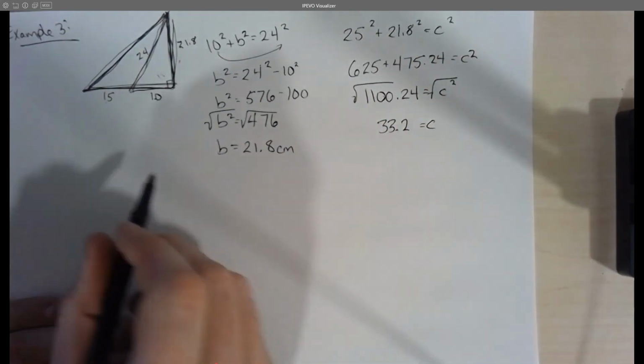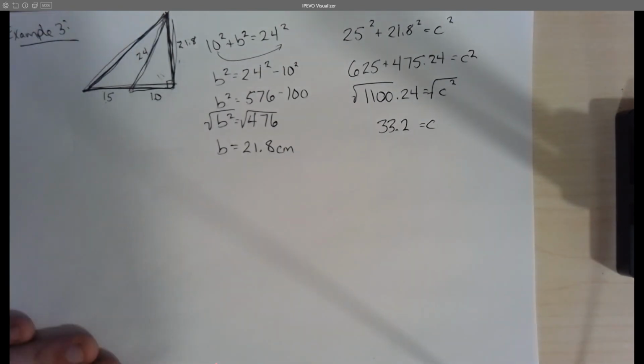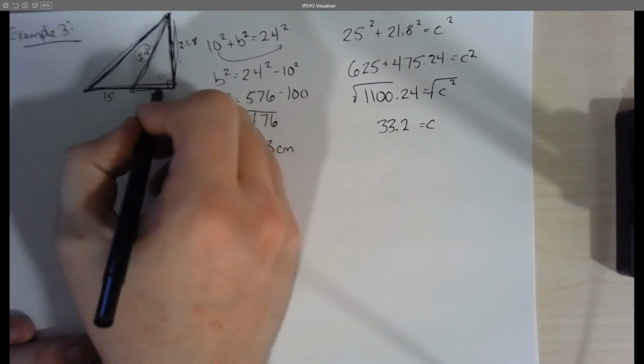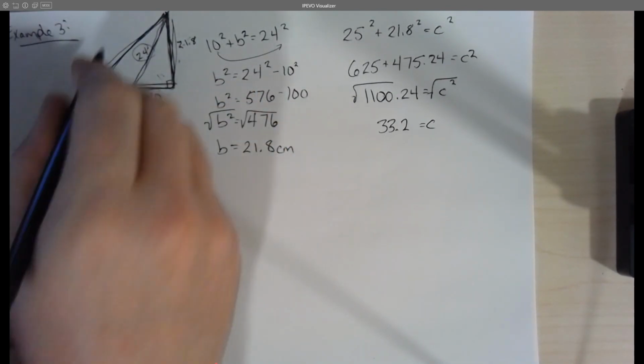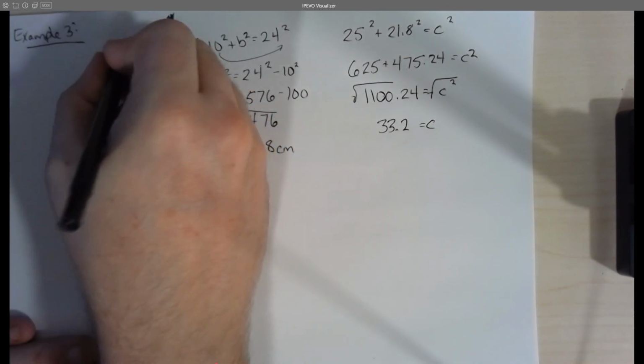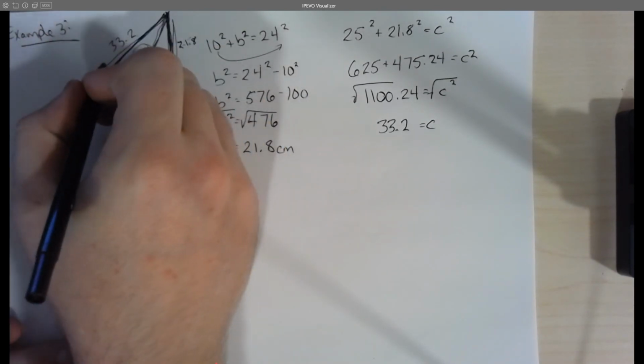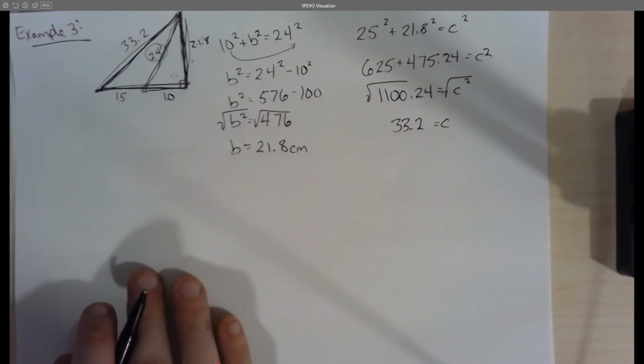Another thing to check as we're going through is, remember, hypotenuse should be the longest. So here 24 is longer than 21.8 or 10. That makes sense. Here 33.2 is longer than 25 and 21.8. So that makes sense as well, that our C is our longest side length as we go through.